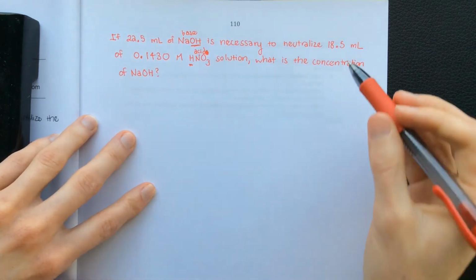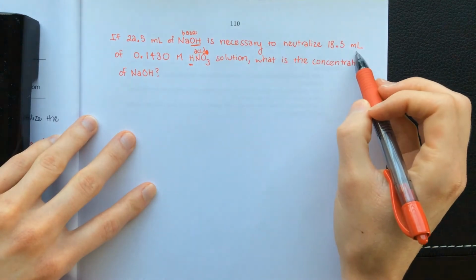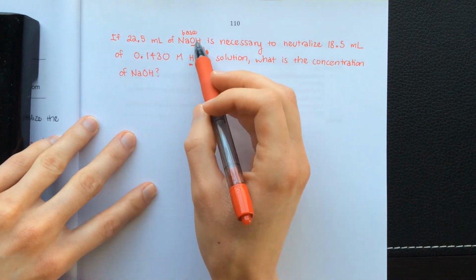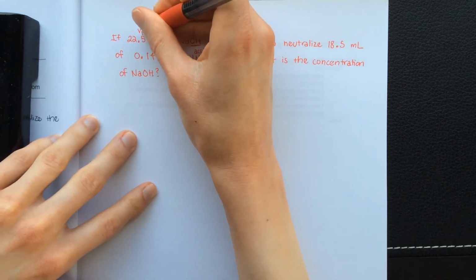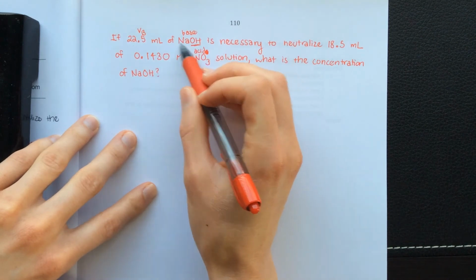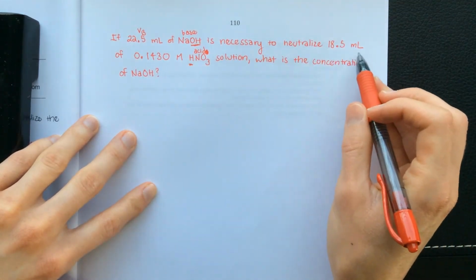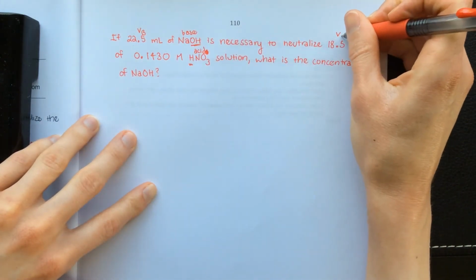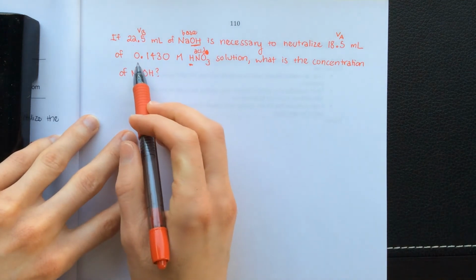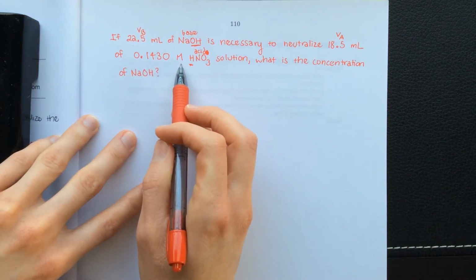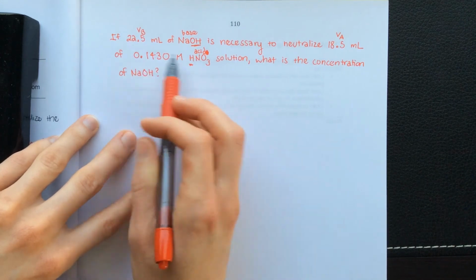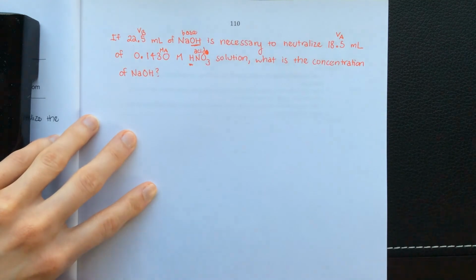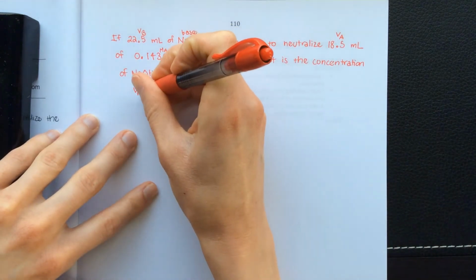So let's now look at all of our numbers. These are our volumes. 22.5 milliliters of NaOH, that means this must be VB, because that's describing the base. So this volume is describing the acid, 18.5 milliliters of HNO3. That's VA. And then we have to figure out this molarity. Since it's written right before the acid, it's describing the acid, so that's MA.